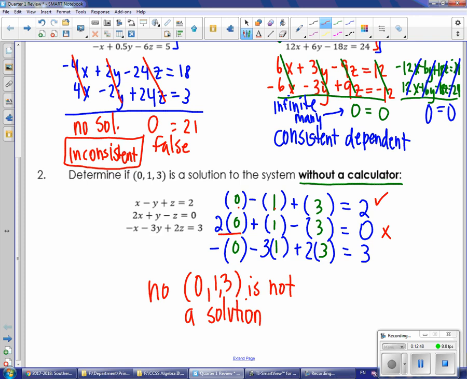Now, if it happened to work for the second equation, I would still have to test it in the third equation before concluding that it is a solution to the system. In fact, if I do that, I don't have to worry about a negative 0. That's still going to be 0. And then I have negative 3 times 1 is going to be negative 3. And this is going to be plus 2 times 3 is going to be plus 6. And so negative 3 plus 6 is 3. So it does work for the third equation, but since it doesn't work for the second equation, it can't be a solution to the system. It's got to be a common point for all 3.